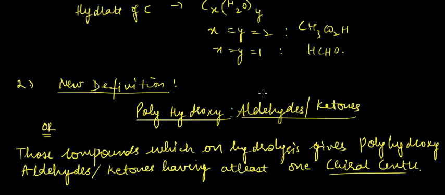But according to the new definition of carbohydrates, compounds which are polyhydroxy aldehydes and ketones, or which on hydrolysis give polyhydroxy aldehydes and ketones, and which have at least one chiral center in them, are called carbohydrates.